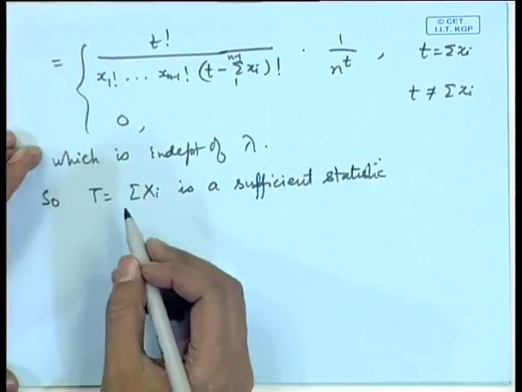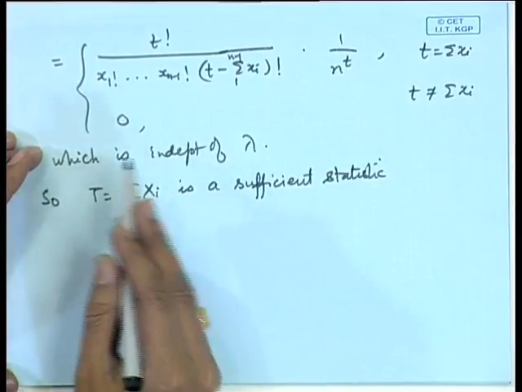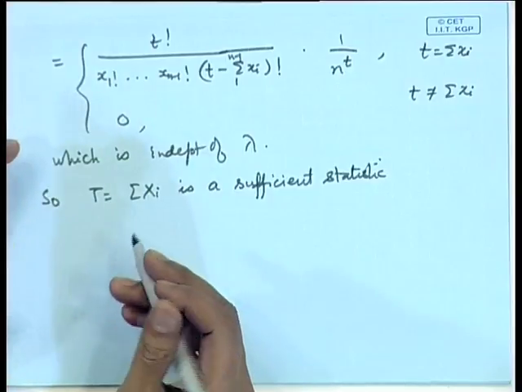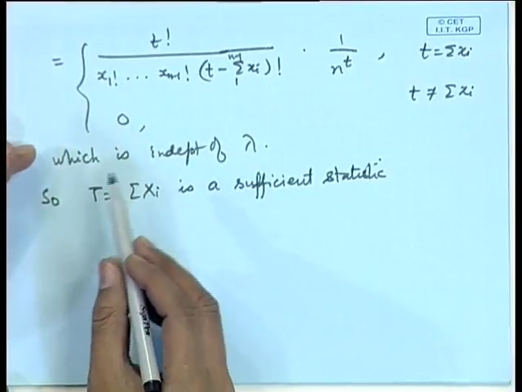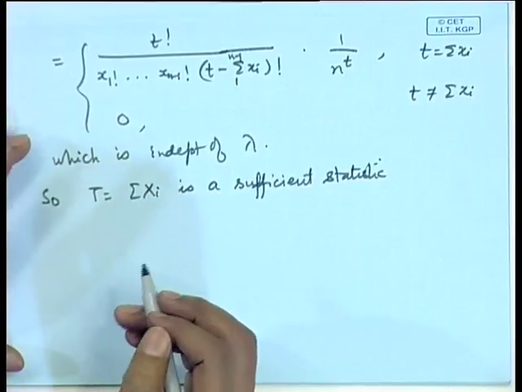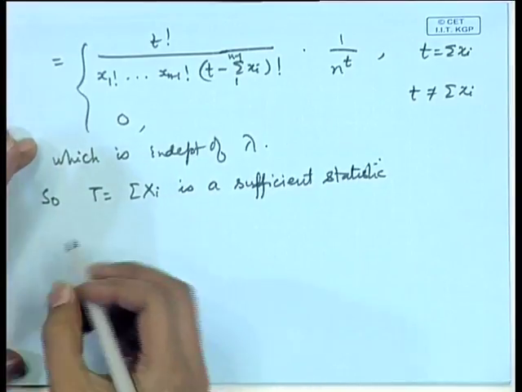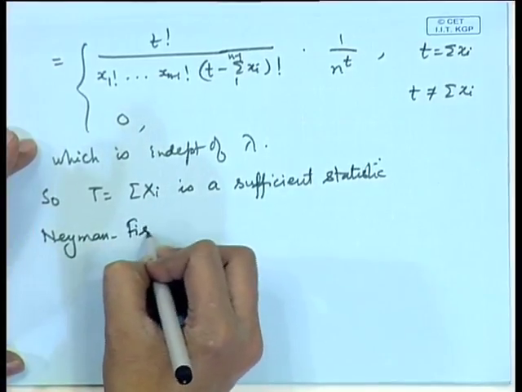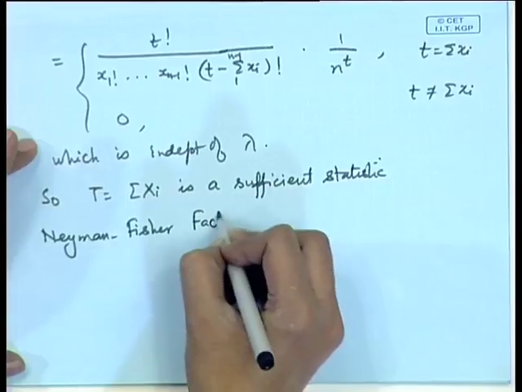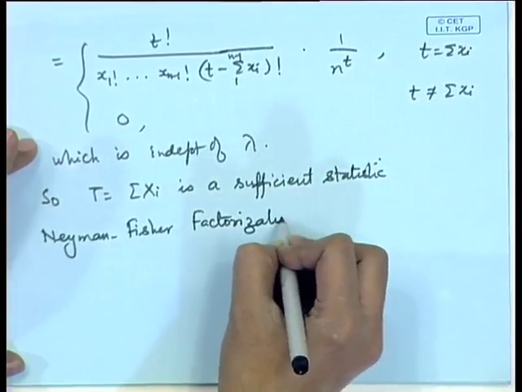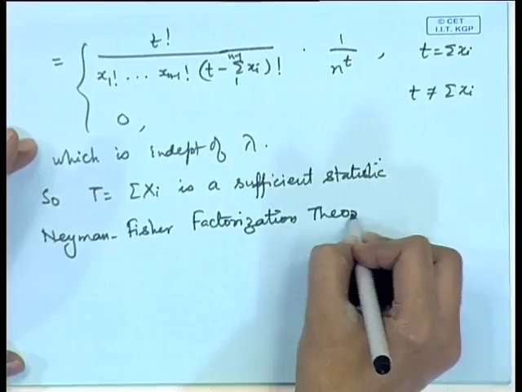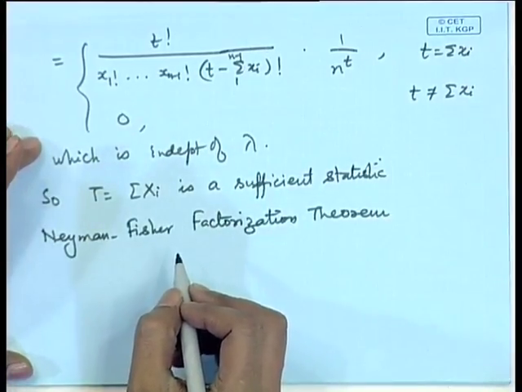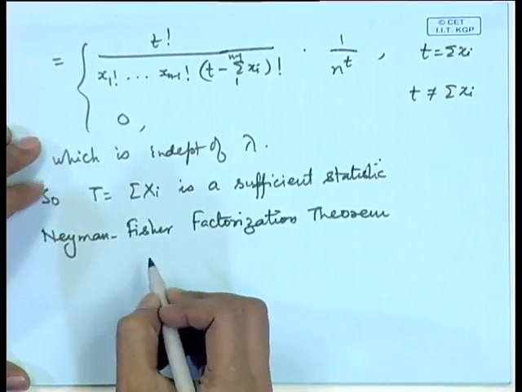Now, this method of proving that the sum of Xi is sufficient involves finding the conditional distribution, which may be quite cumbersome for various problems. And another thing is that here we have to guess what would be a sufficient statistic. So, there is another result which is known as the Neyman-Fisher factorization theorem, which allows us to figure out what will be a sufficient statistic in a given problem.